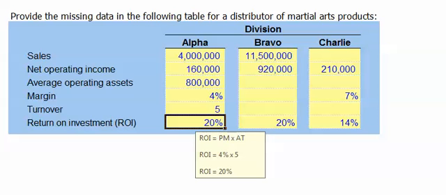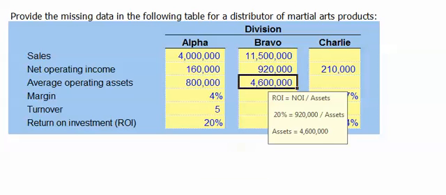For the Bravo Division, our average operating assets are $4.6 million. We take our return on investment of 20% and set this equal to our net operating income of $920,000 divided by our unknown assets, and we solve for assets.